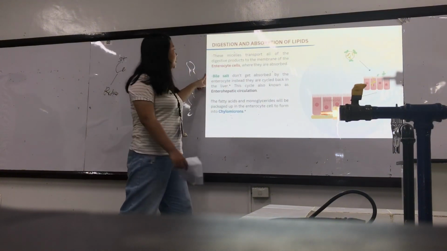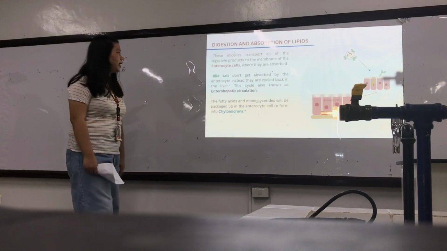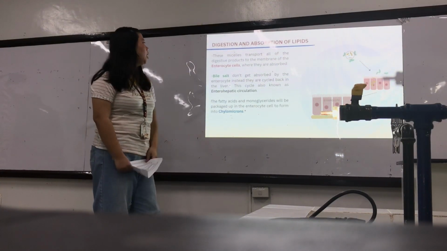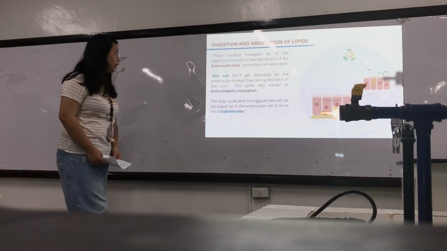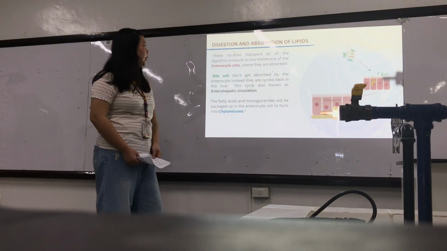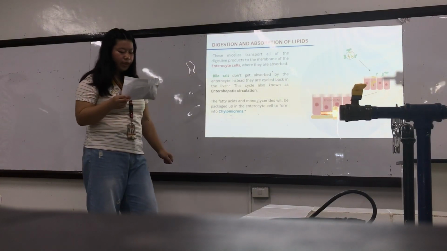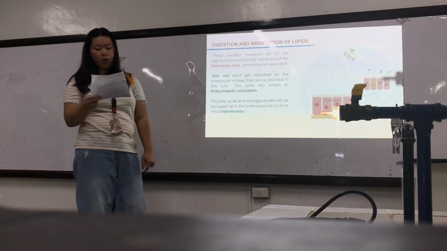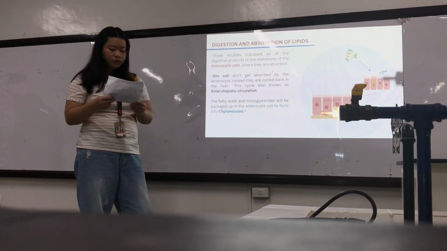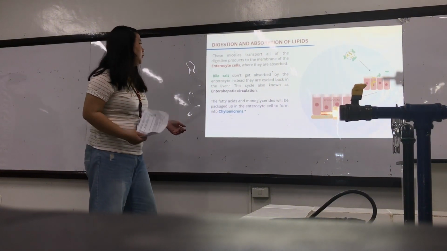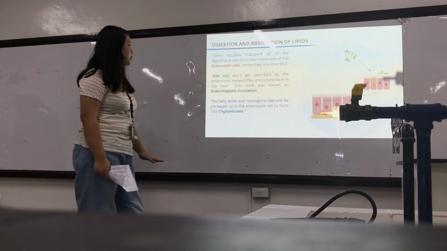These micelles transport all of the digestive products to the membrane of the enterocyte cells where they are absorbed. And bile salts don't get absorbed by the enterocyte. Instead, they cycle back to the liver. They are reabsorbed at the end part of the small intestine called the ileum, where they enter portal circulation back to the liver and are reused again. This cycle is also known as enterohepatic circulation.